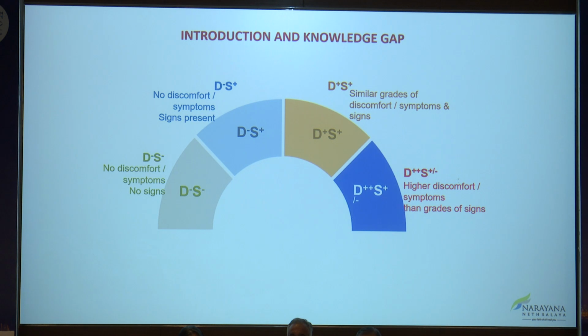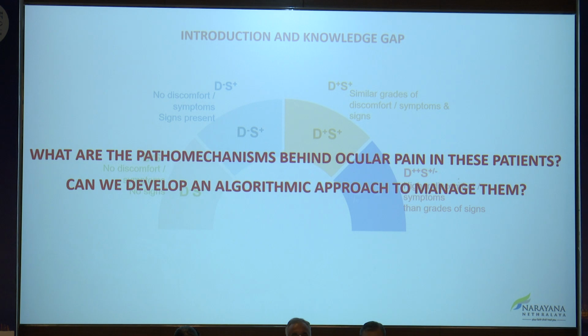But then comes our most troubling cohort, those who have very high ocular surface discomfort or chronic refractory symptoms, but when we examine them, we may not find the clinical signs that correlate with the severity of the symptoms. So then we wanted to understand what are the pathomechanisms behind this troubling ocular surface pain in these patients. And with this knowledge, we wanted to develop an algorithmic approach to manage them.